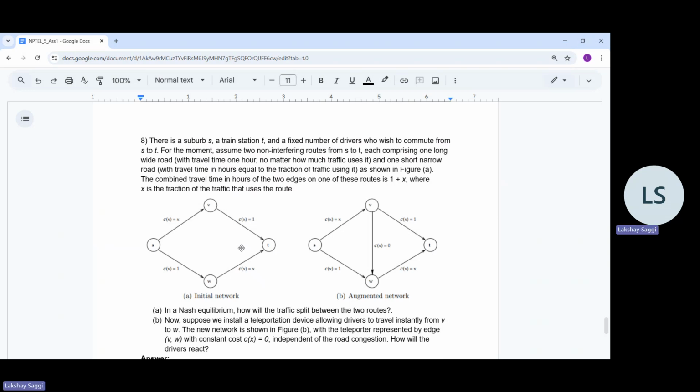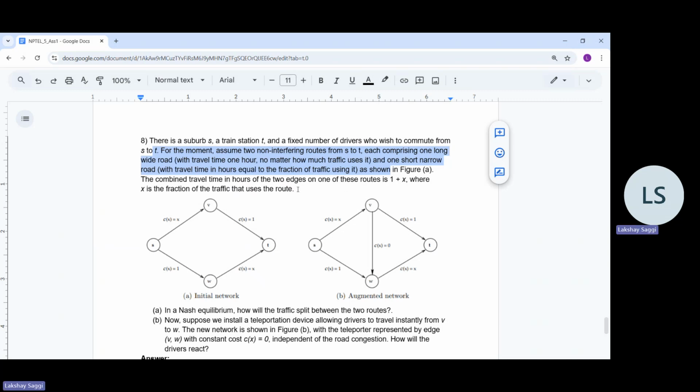So your question says that, similar to the route A, route B kind of question, but with a different flavor. And I'll try to tell you why this is so important. There is a suburb S and a train station T and a fixed number of drivers who wish to commute from S to T. For the moment, assume two non-interfering routes from S to T, each comprising one long wide road with travel time 1 hour, no matter how much traffic uses it, and one short narrow road with travel time in hours equal to the fraction of traffic using it.